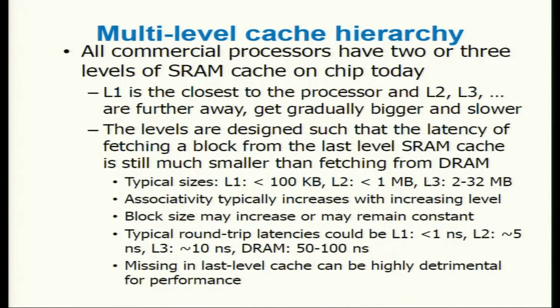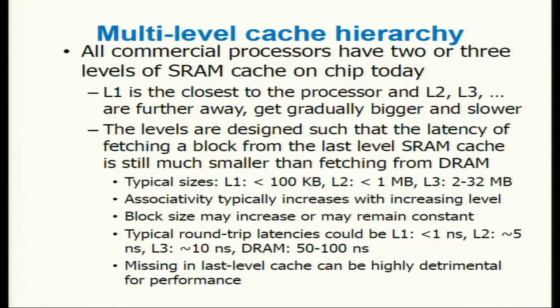L1 is the closest to the processor, that is the L1 cache or the level 1 cache, and L2, L3, etc. are farther away. Today, typical high-end server processors have 4 levels of caches: L1, L2, L3, L4. And as you go away from the processor, they get bigger and they get slower. For example, today the L4 cache, which is not built out of SRAM but actually built out of DRAM, is typically a few gigabytes in size, whereas the L1 cache is typically a few tens of kilobytes.